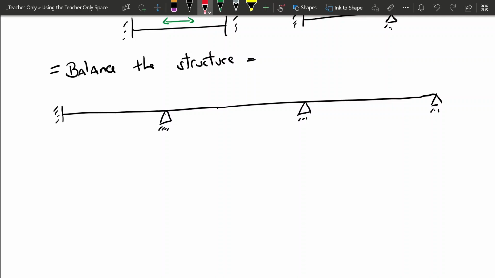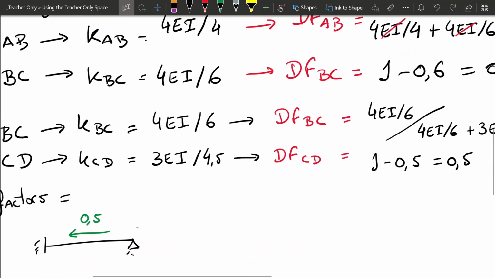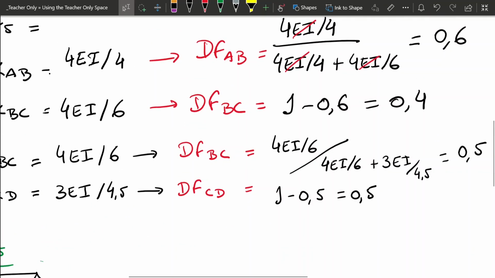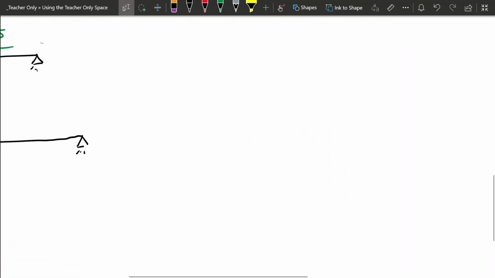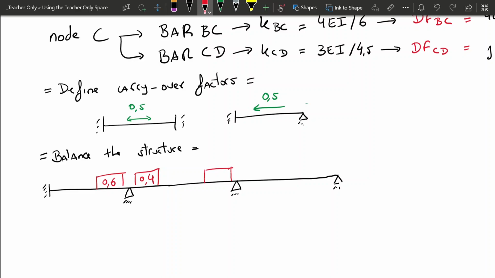First thing we can do is to put the distribution factors. For node B it is 0.6 to AB and then 0.4 to BC. So 0.6 and 0.4. Let me zoom out. And then in node C, it's 50-50. And finally, the carryover factors between fixed points are 0.5 in both directions. And here, remember, we're not locking node D, so this works only in the direction of the fixed support that we're blocking here. Okay, so that's done.